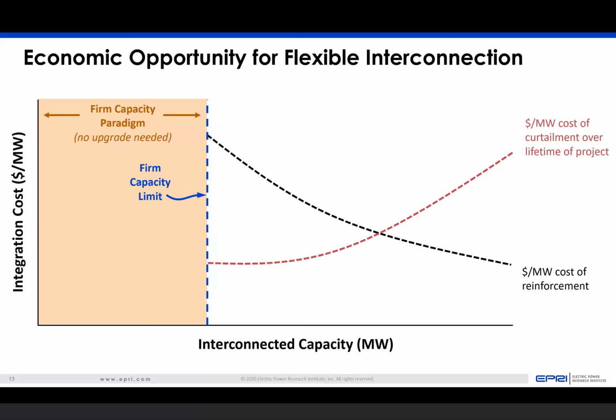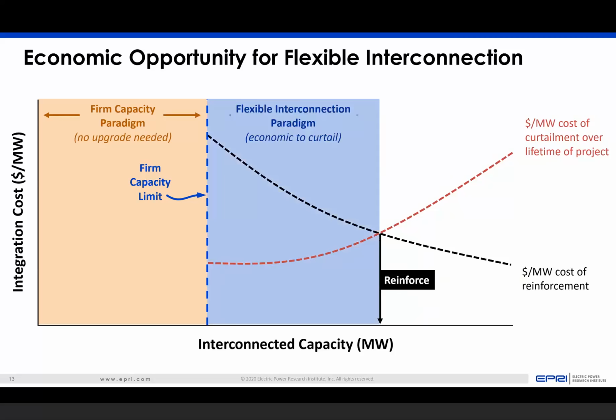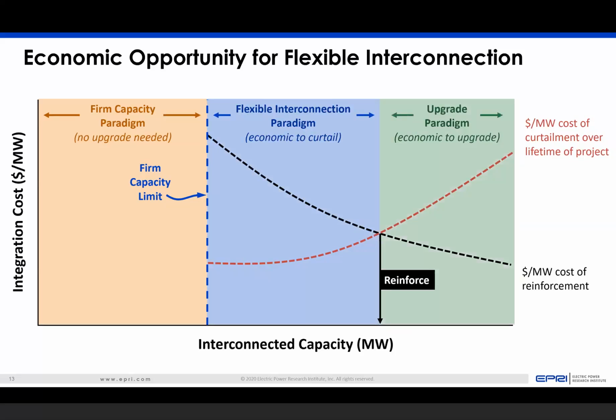If you advance it again, the intersection of these two is an important concept in terms of when it makes sense to reinforce the grid. Advancing one more time, so this paradigm to the left is really where flexible interconnection makes economic sense, where the cost of communication and controls along with the low amounts of curtailment make more economic sense than firm upgrades. If you advance it one more time, then this paradigm to the right is really your upgrade paradigm, where it actually may be more economic to do a firm upgrade.